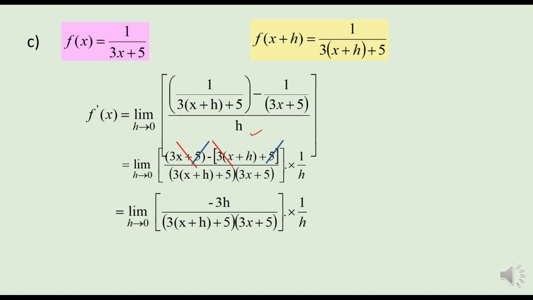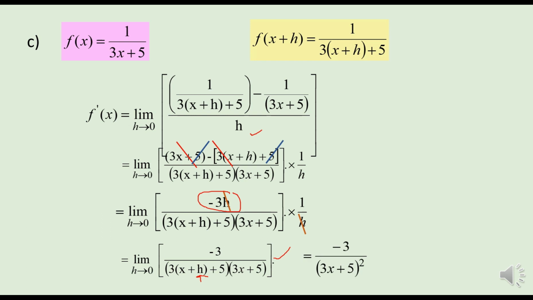Then you will get negative 3h for the numerator. For the denominator, still the same. Then you cancel out h. Then we get the simplest form like this. Now the function is ready to be substituted with the value h equals 0 here. So what is the answer? The answer is negative 3 over (3x plus 5) squared. Okay.